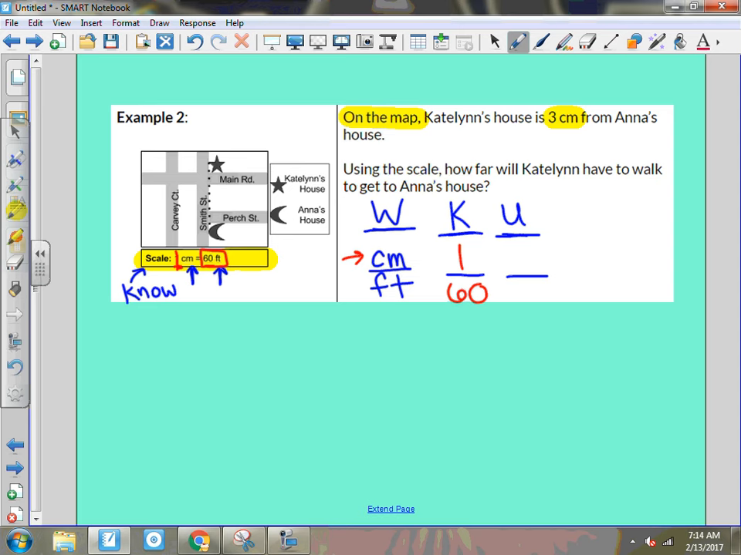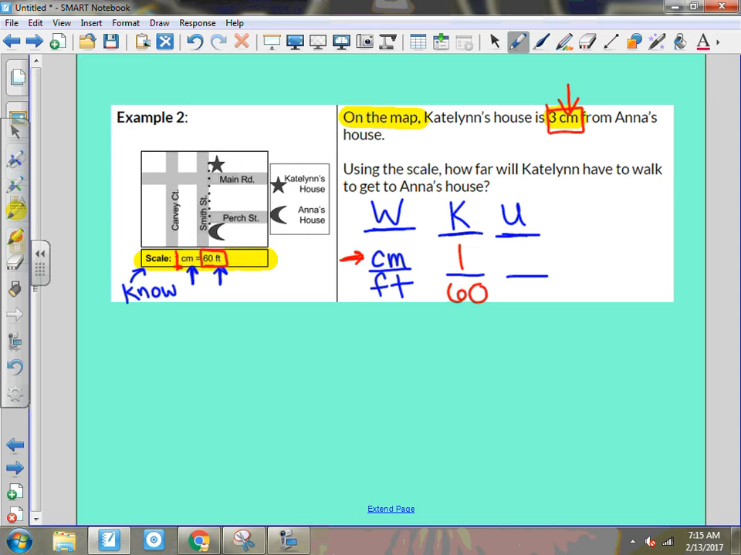Well, there's another piece of information here. I also have that it was 3 centimeters on the map. So I don't actually have to go and measure this on the map to figure out what I'm using for centimeters. They told me really nice and clearly here that I'm dealing with 3 centimeters. I want to know how many feet 3 centimeters is going to go with.